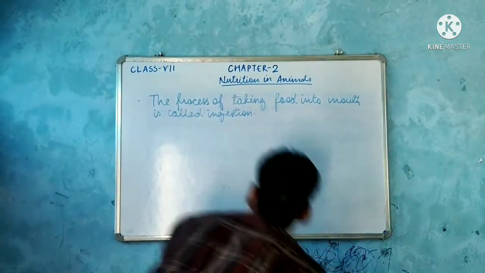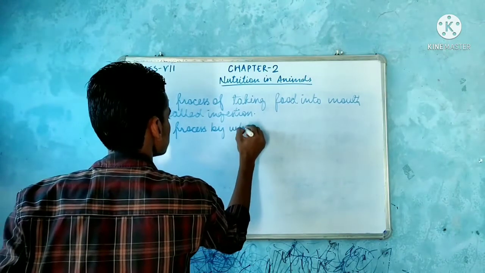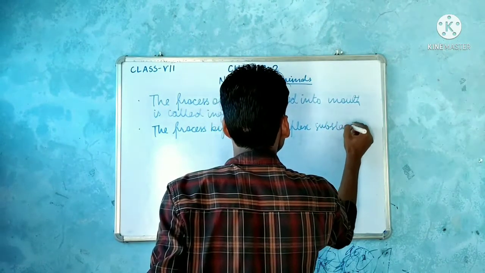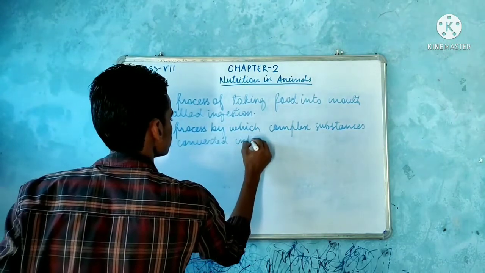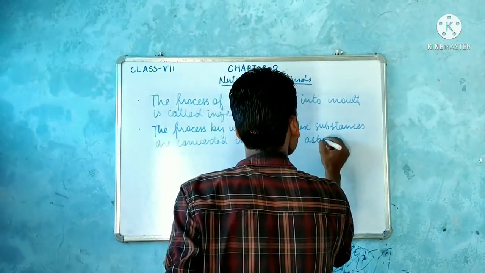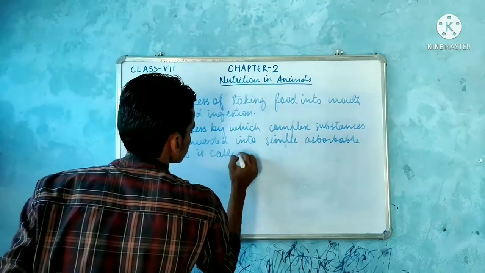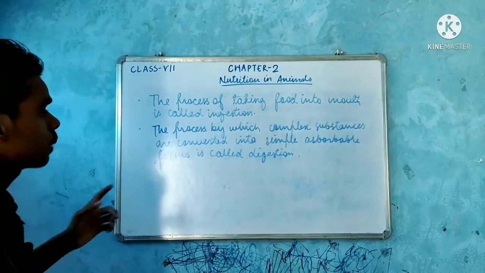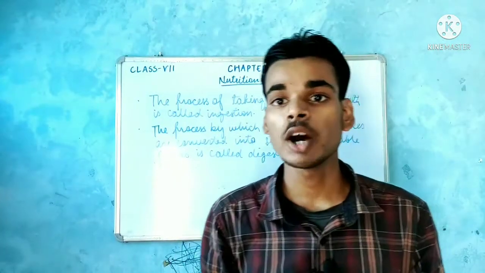Second step is digestion. The process by which complex substances are converted into simple absorbable forms is called digestion. In humans, the process of digestion is carried out by digestive system.